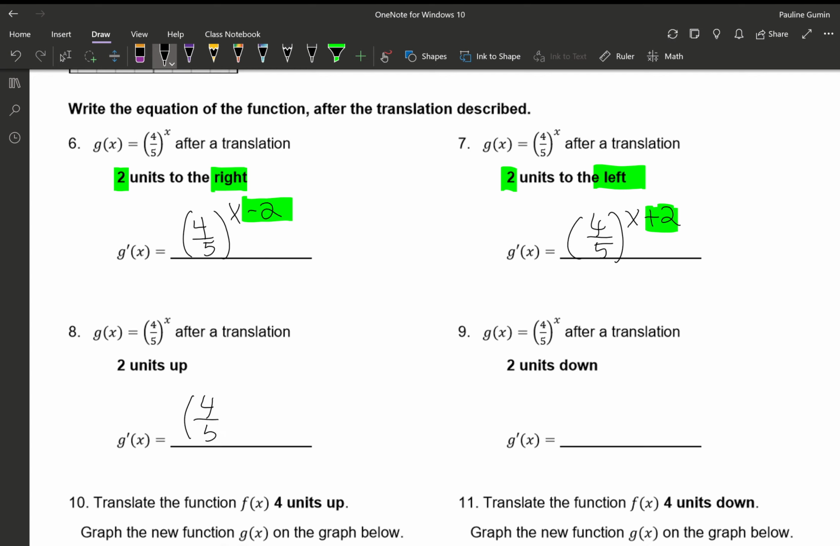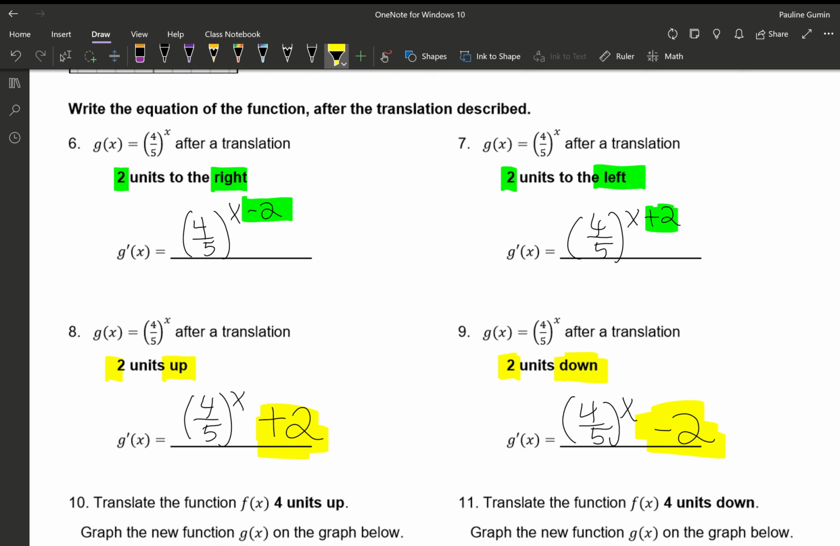All right, now let's move this same function up and down. Now when we're moving up and down, we're going to create the addition and subtraction outside of the exponent. Up is plus 2, not 2. And if up is plus 2, well then down must be minus 2. And make sure, again, that when you're going up and down, your plus and minus is on the outside of our function.